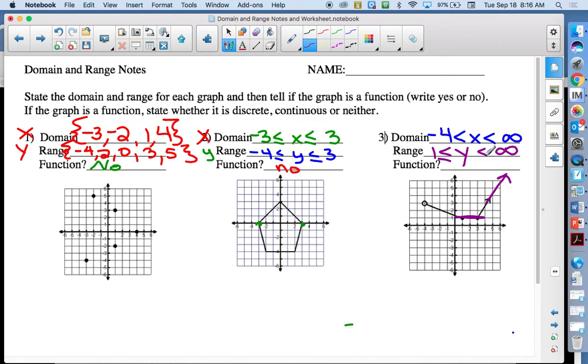Is this one a function? Does it pass the vertical line test? Yes. It passes the vertical line test.